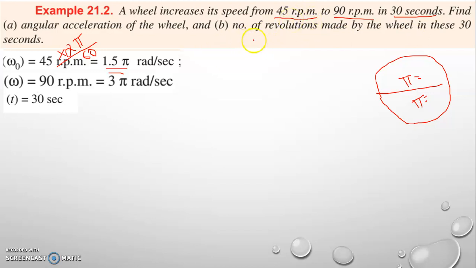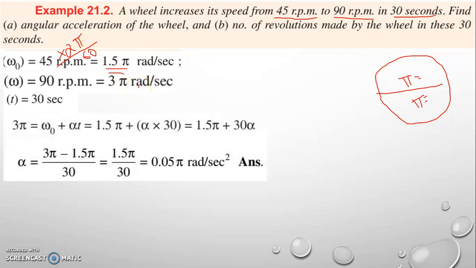Normally we will be obtaining the value of theta in radians. So initially we converted rpm into radians, and at the end we will be converting radians back into rotations. First we will calculate the value of acceleration, using v is equal to u plus at. So v is 3 pi radians per second and u is equal to 1.5 pi radians per second, alpha is unknown, and t is 30 seconds.